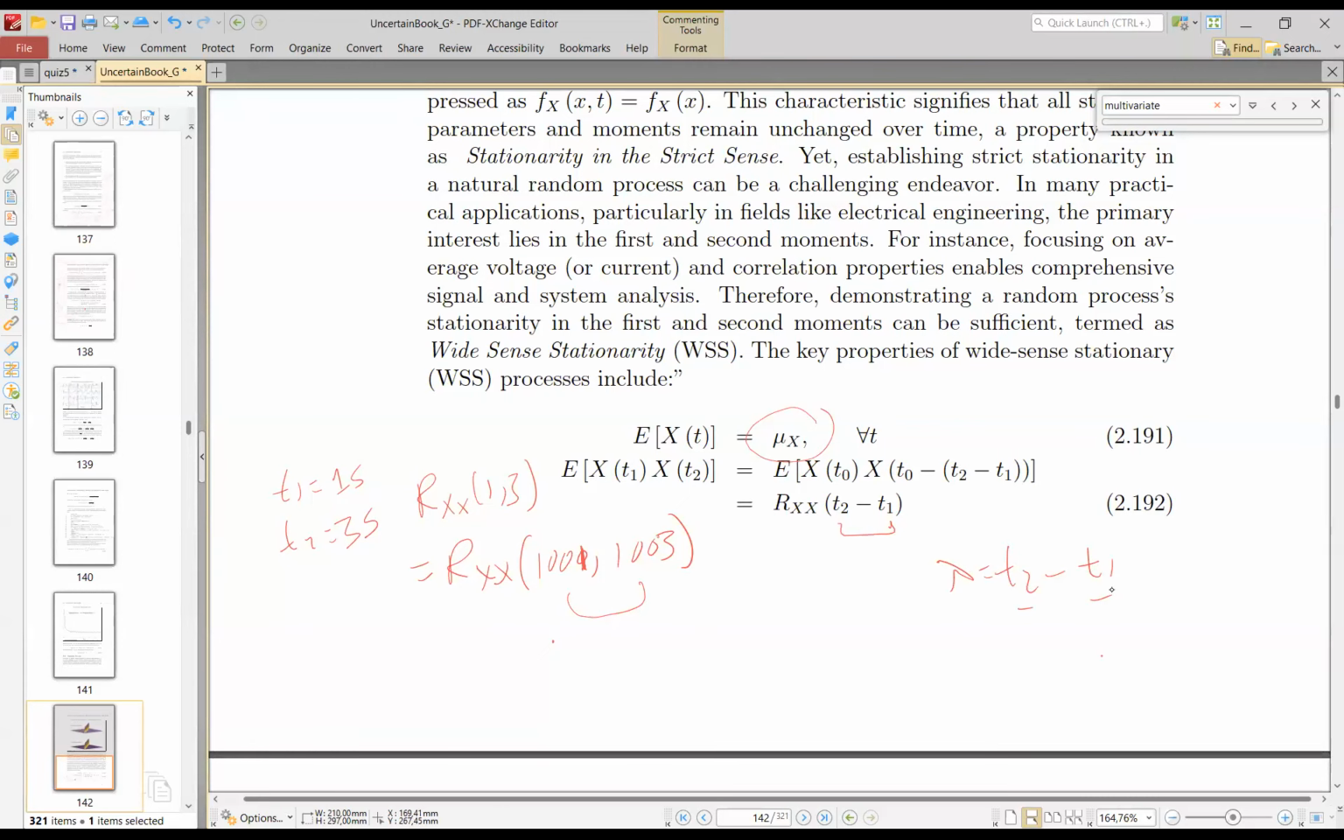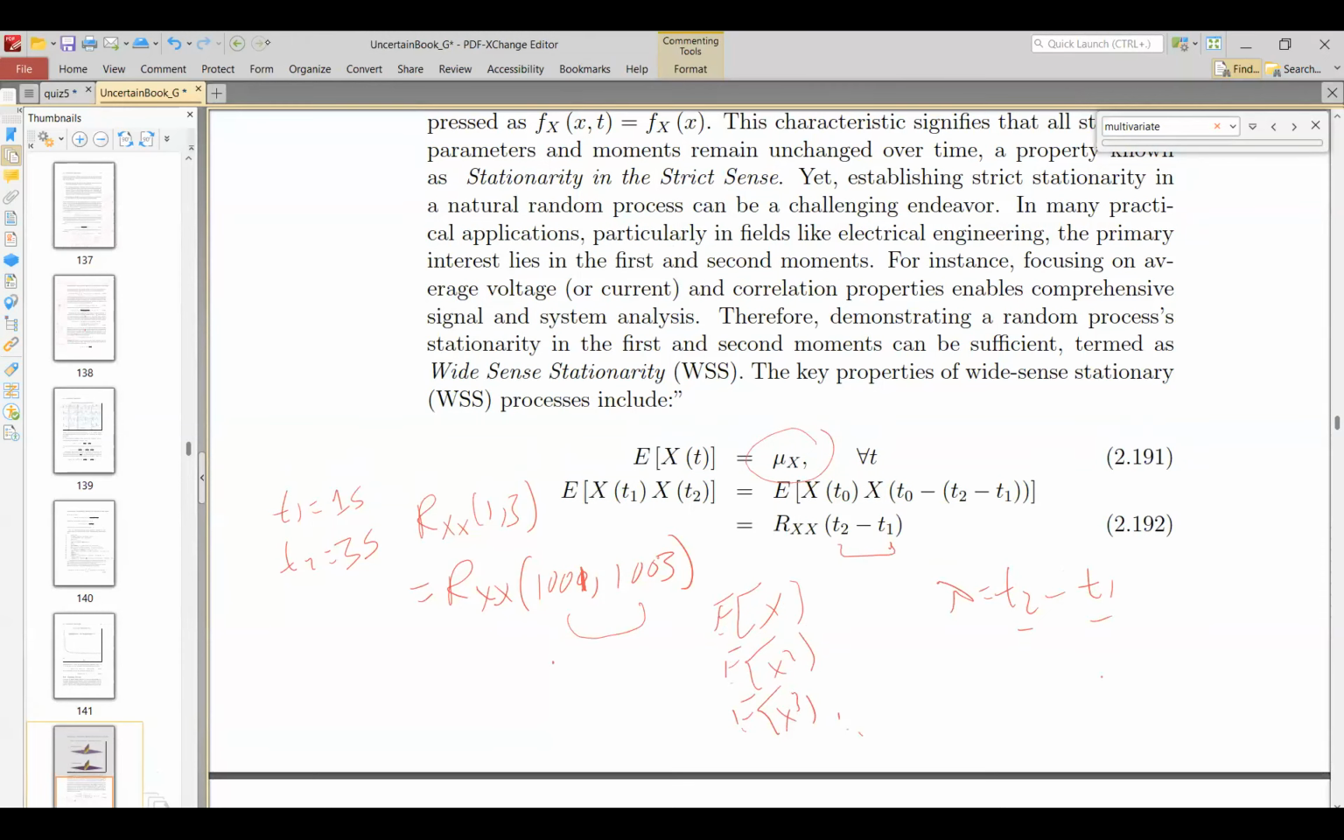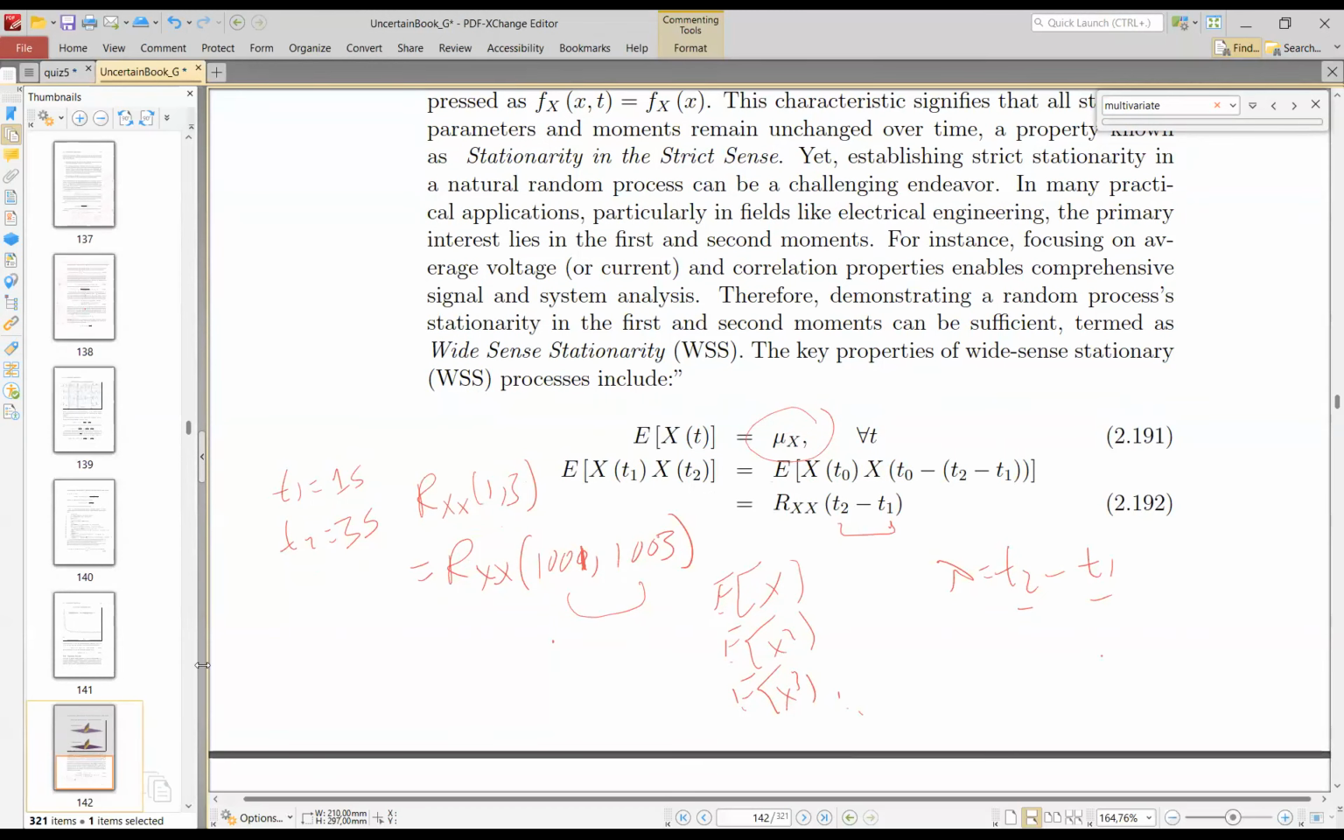If all moments, meaning the expected value of x, expected value of x squared, expected value of x cubed, all moments, are not functions of time, we call this stationary in the strict sense. In other words, it is when we say that fx of x and t is the same for any t. So it is equal to fx of x. So it is not a function of t, or it is the same at any t. So we call that stationary in the strict sense.